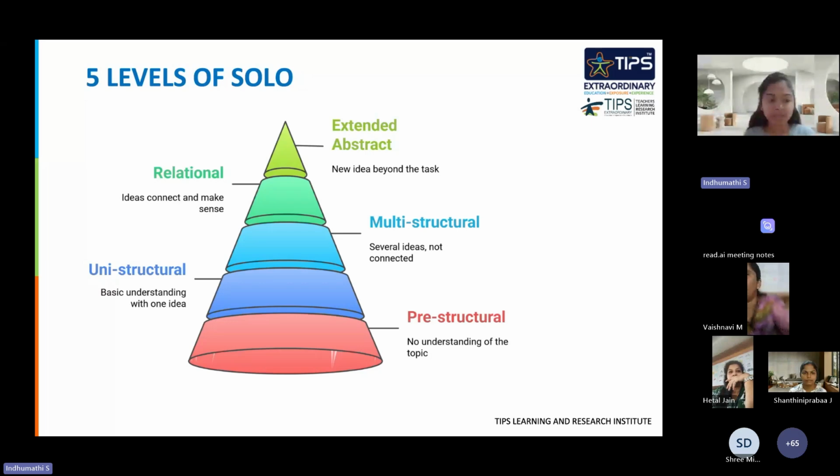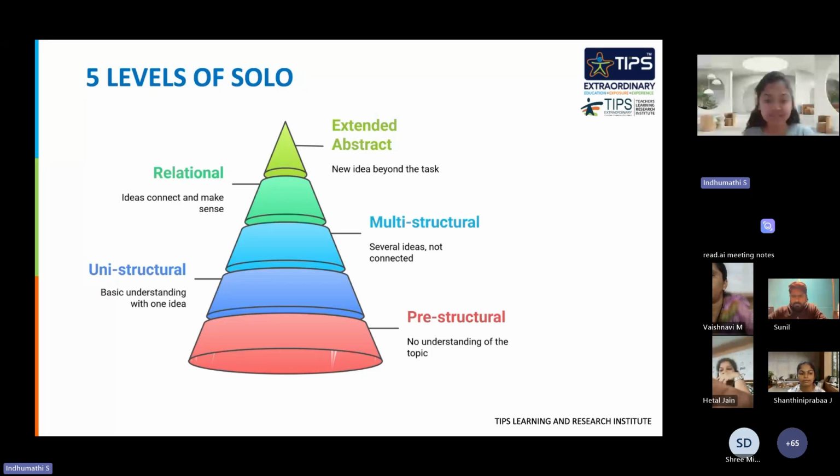And then comes the unistructural level. So what is unistructural? Here, the learner understands one relevant idea. Children can state one correct idea, that is, they have the basic understanding or the partial understanding with one basic idea. They can identify one item, they can recall one detail at this level.